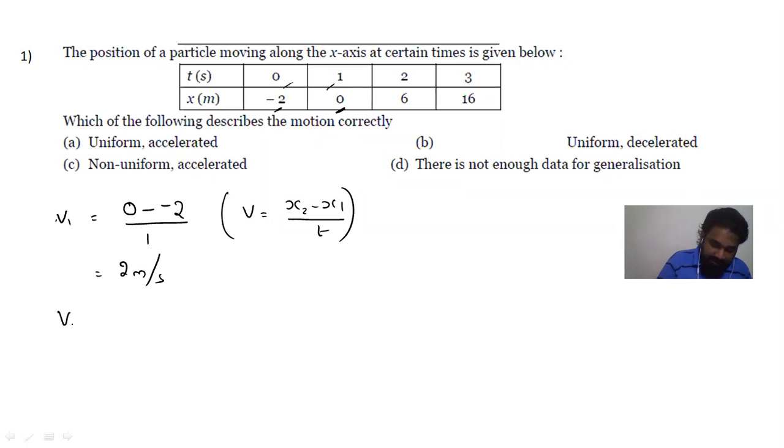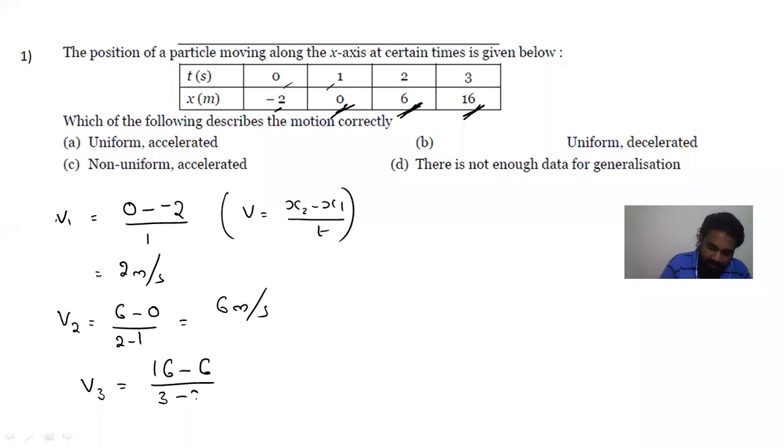Let us check the next point. So between this and this, this is nothing but 6 minus 0 divided by 2 minus 1. So how much is this? 6 meter per second. Velocity is varying. Now let us consider this and this. v3 is equal to what? 16 minus 6 divided by 3 minus 2. So here we are getting 10 meter per second. 10 meter per second. Clear?